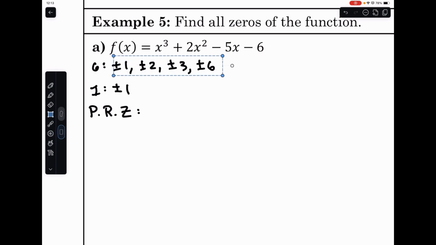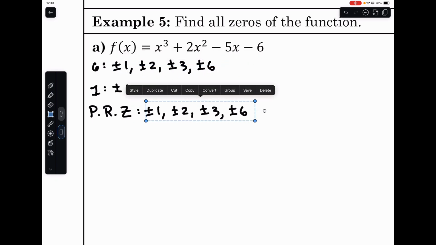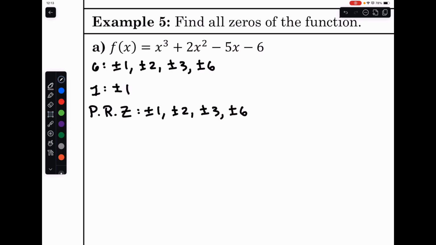You'll notice quite quickly that anytime the leading coefficient is 1, our list of possible rational zeros is simply going to be the factors of our constant, because we're dividing all of those values only by the number 1, so we're not going to get anything other than that list right there.